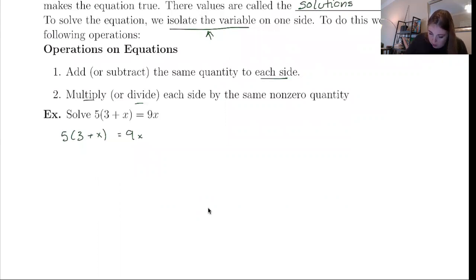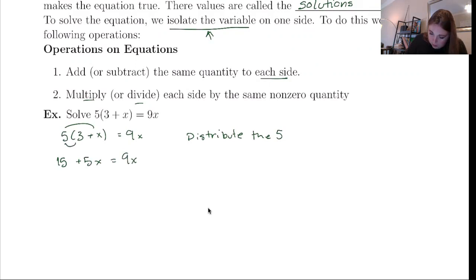All right, there are lots of different ways to solve these equations. Some of you might think to divide by 5 here or distribute the 5. I hate fractions, so I like to do that at the very last moment. I'm going to distribute the 5. So 5 times 3 and 5 times x. That's giving me 15 plus 5x equal to 9x.